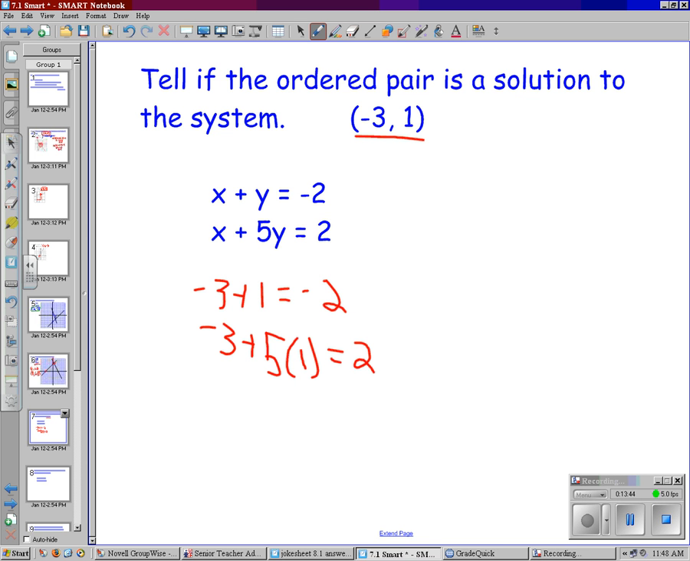Do we get a true statement on the first one? Yes. How about a true statement on the second one? Yes. Then how are we going to write our answer? If it's true for both of them, how are we going to write our answer? It says, tell if the ordered pair is a solution to the system. Solution would work.